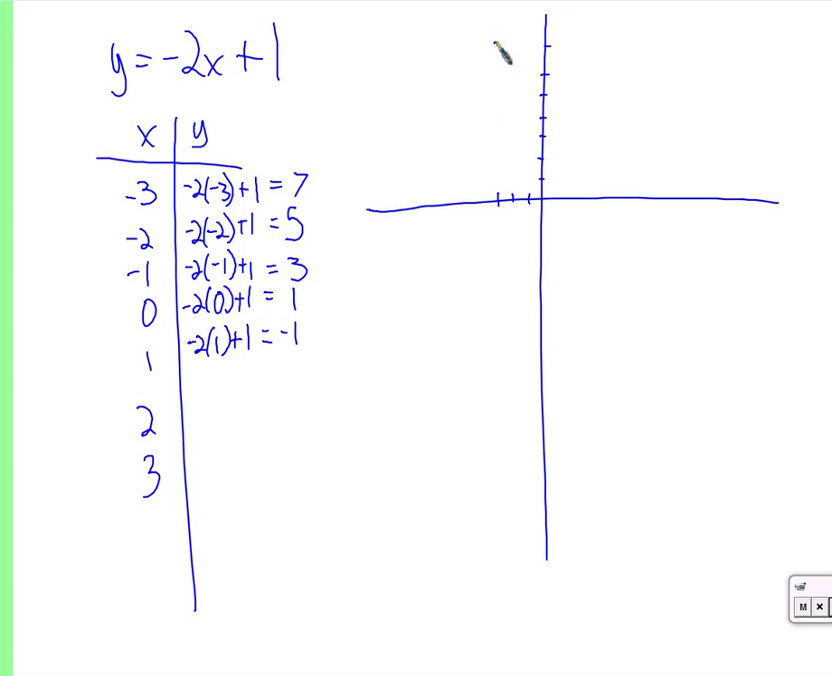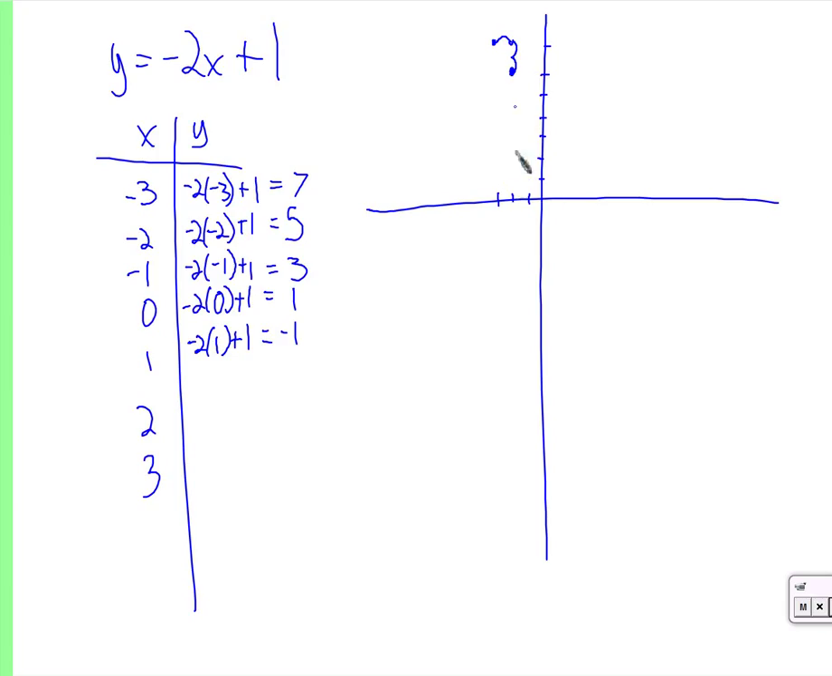Negative 3, 7. There we go. Now I know if I move over to the next x, I'm just going to be 2 lower than I was on the previous point. Right? I move over 1 on the x, and I move down 2 in the y direction. There we go. Let's see if that matches up.